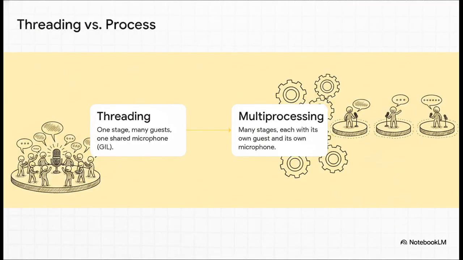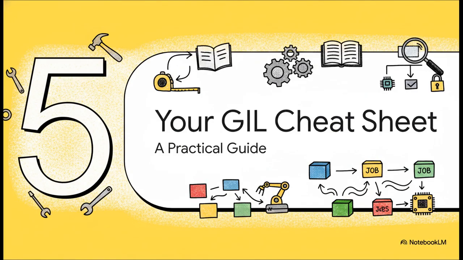This slide really lays it all out. Threading is what we've been talking about. One stage, one process, but many guests, all fighting for that one shared microphone, the GIL. Multiprocessing is different. It's like you're building brand new, completely separate talk show studios. Each one gets its own stage, its own memory, its own guest, and, crucially, its very own microphone. Each of these processes can run on a different CPU core, giving you true, honest-to-goodness parallelism. So, the big takeaway here is all about picking the right tool for the right job.